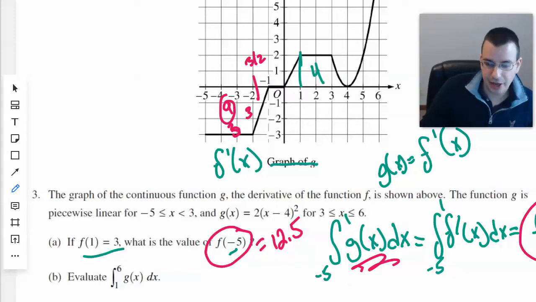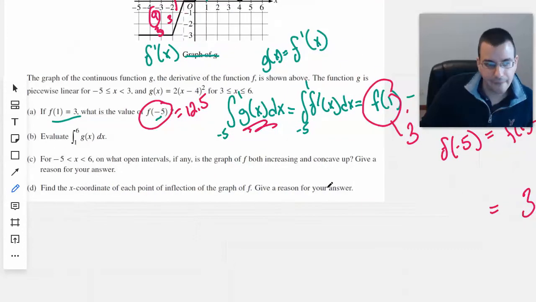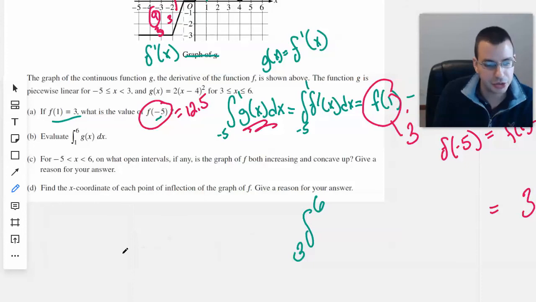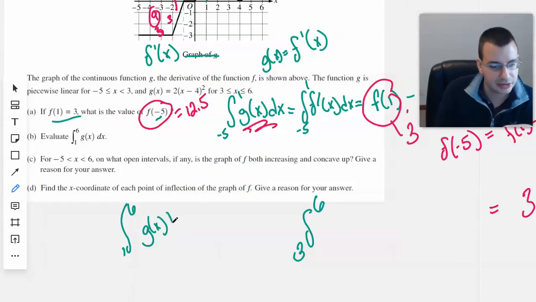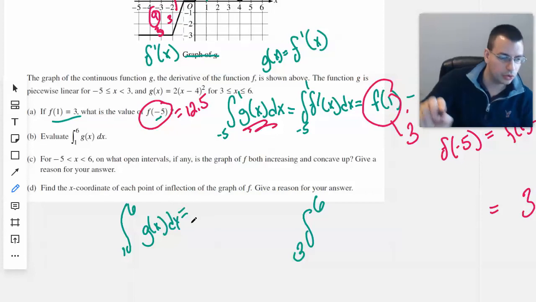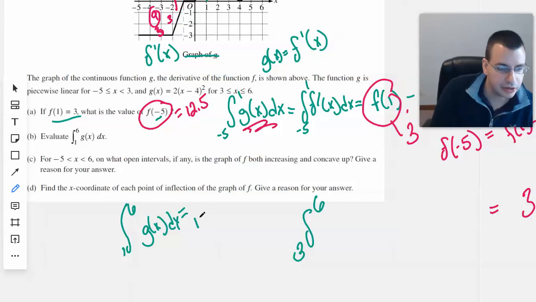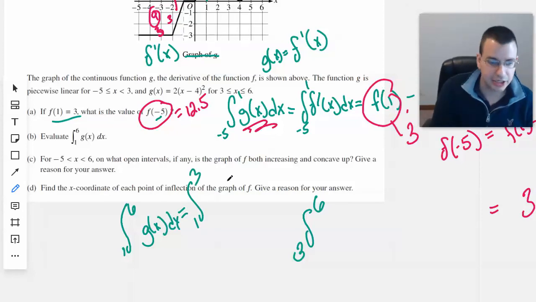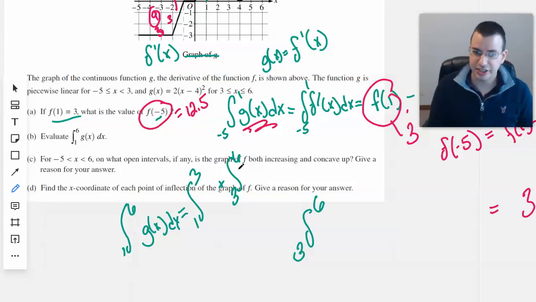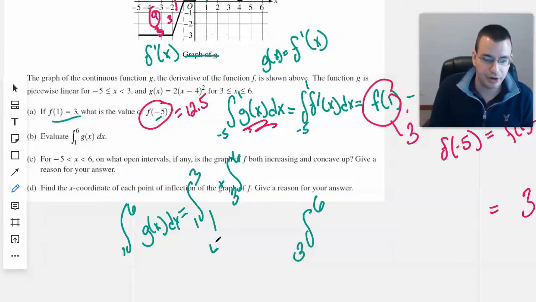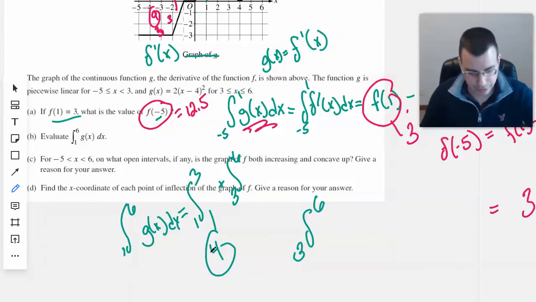Okay, and now we'll do the integral from 3 to 6. What we did here was take the integral of g of x dx from 1 to 6, which equals the integral from 1 to 3 of g of x dx plus the integral from 3 to 6 of g of x dx. We just broke them apart, and we knew from our box counting up there that this part equaled 4.